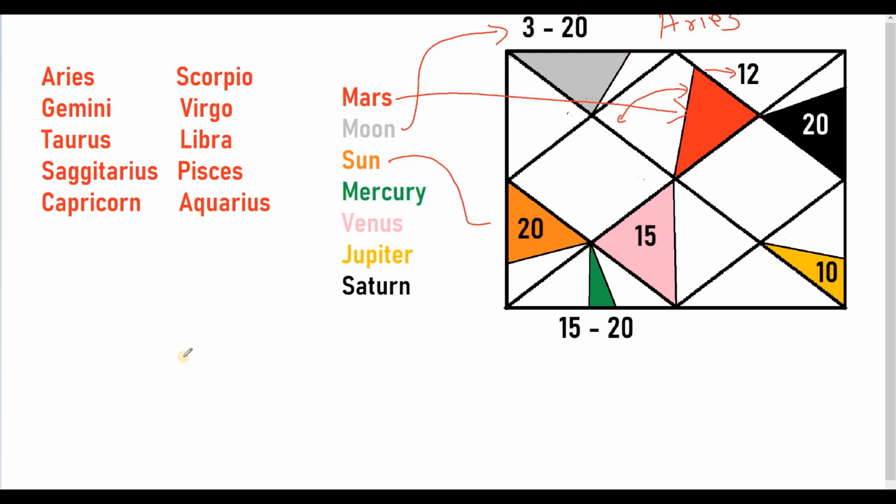And before moving forward, let's look at the current basic understanding regarding the Mool Trikon sign and how to use them. Most people describe Mool Trikon by saying that, see, except the Sun and Moon, all other planets basically rule two signs.